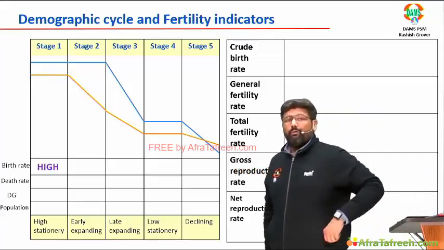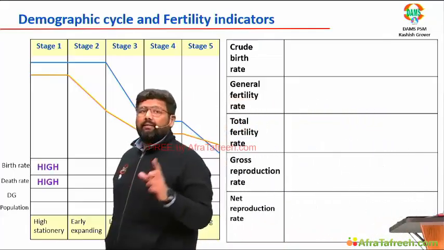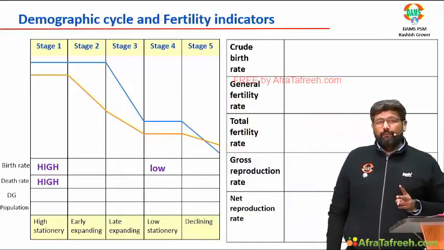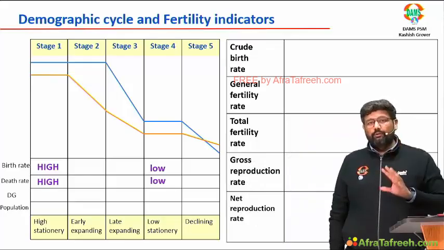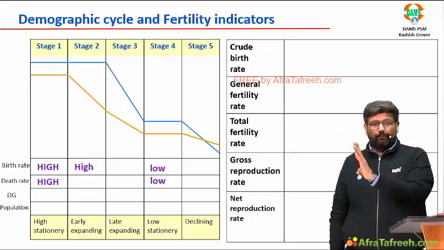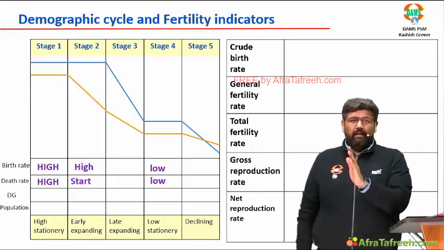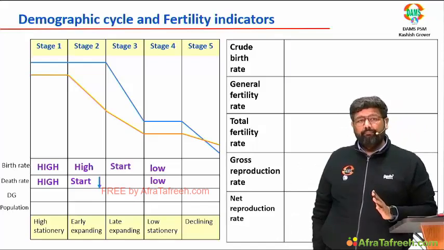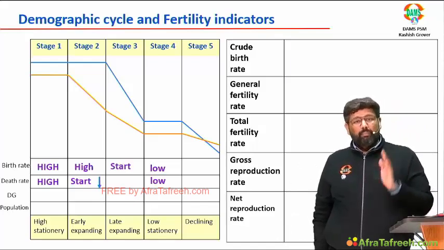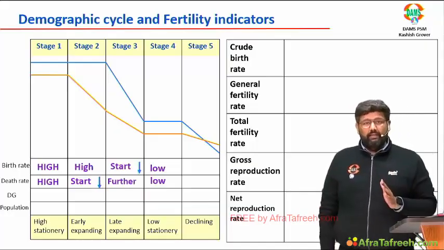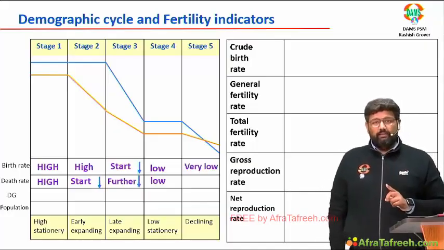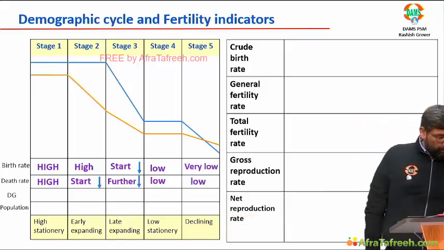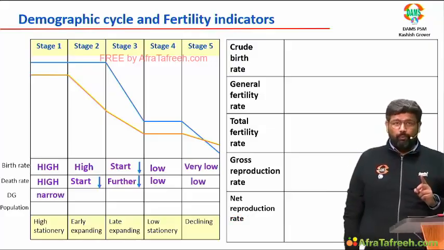So if I talk about stage 1, the birth rate is high, the death rate is high. In stage 4, both are low. Stage 1, both high. Stage 4, both low. Stage 2, birth rate is high and death rate starts decreasing. In stage 3, the birth rate starts decreasing, death rate decreases further. In stage 5, birth rate is very low, the death rate is low.